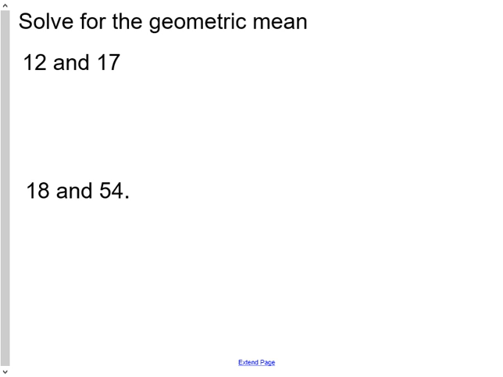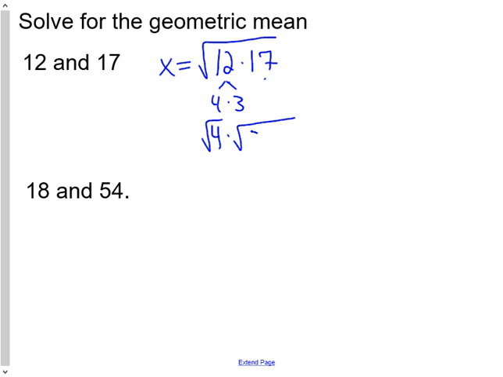So to solve for the next geometric means, some of these will not have a nice square root like the last one did. This is a warning. Using the other method, x is the square root of these numbers multiplied. 17 is a prime number. 12 can break down a little bit. 12 is 4 times 3. The square root of 4 gives us 2, but then we're left with 3 times 17 under our square root. 3 times 17 is 51. So x equals 2 root 51.